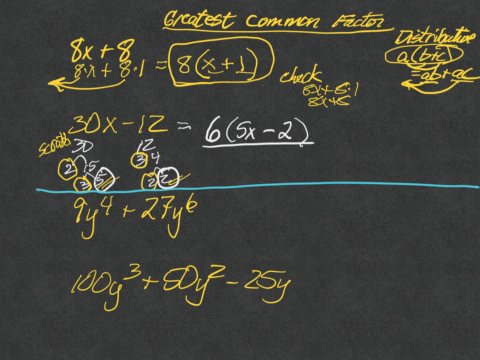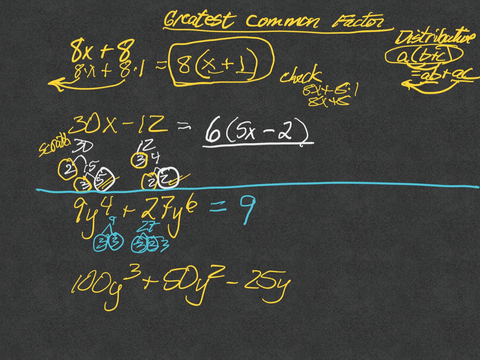So the next problem is 9y to the 4th plus 27y to the 6th. So when I look at this, I do the 9 first, and that's 3 times 3. And the 27 is 3 times 3 times 3. So I have a 3 in common, and I have another 3 in common. So that's 3 times 3, or 9, all right? So I now know that part of my greatest common factor is 9.